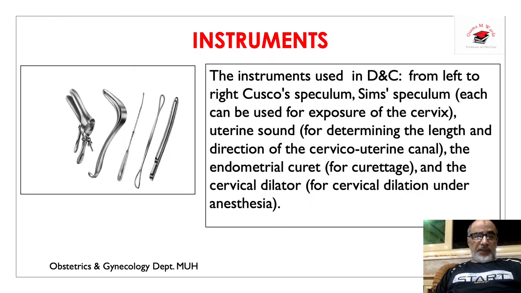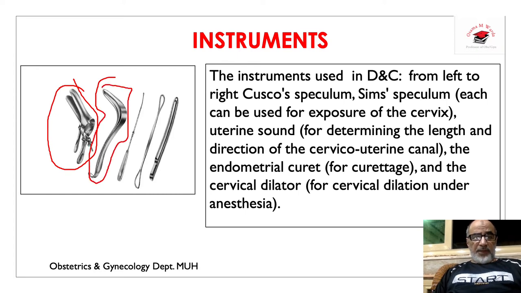These are the instruments of D&C that I have mentioned before. This is the Cusco speculum for visualization of the cervix, and this is the Sims speculum, single-bladed. This is the uterine sound, and this is a uterine cervical dilator, Hegar's dilator, single-sided, one-sided cervical dilator, and this is the uterine curette.